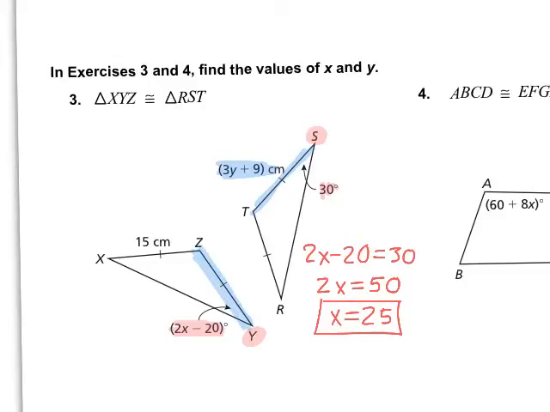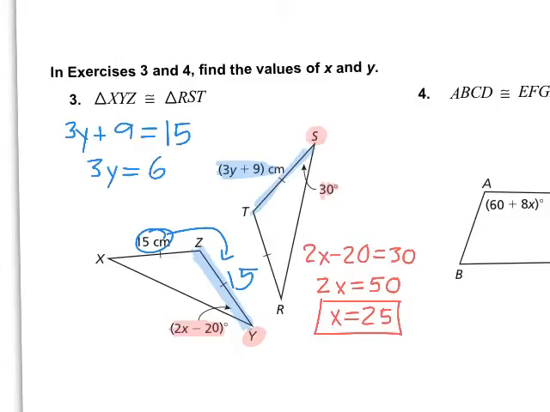Okay, that piece is not labeled, but can we deduce what that YZ piece is? What is it? 15. And how do you know that? Congruency markers, right? So I can bring my 15 over because of the congruency markers. So this right here is 15. So now that I have corresponding parts, I can say that 3y plus 9 should be equal or equivalent to 15. Okay, subtract 9 from both sides, I end up with 3y equals 6. Divide by 3 on both sides, and I end up with y equals 2.